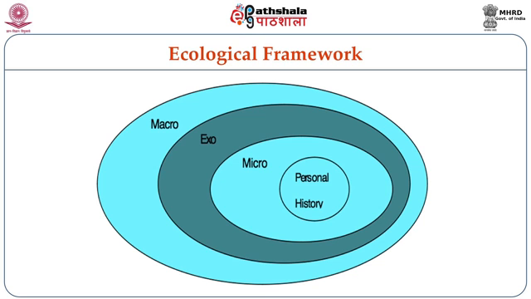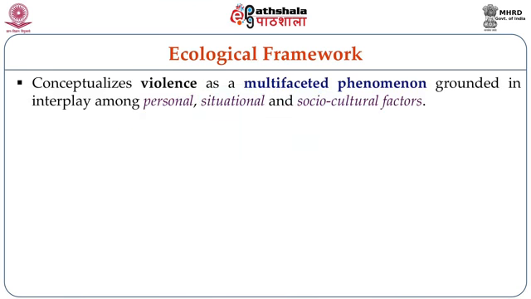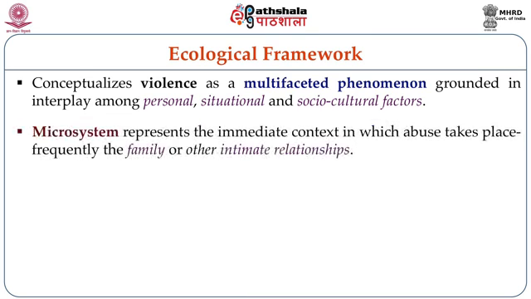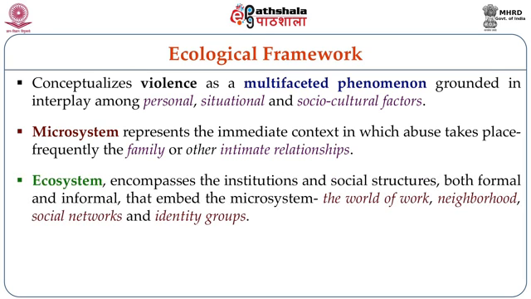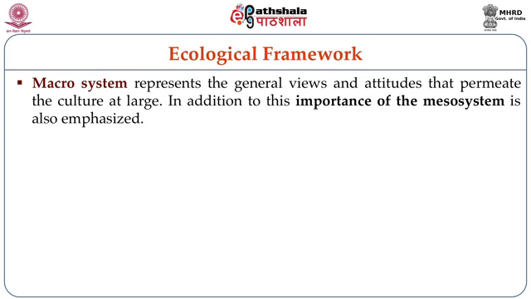So when we look at the ecological framework, it is looking at different aspects, how they combine to create violence. So the person, the micro factors, the ecological factors and the macro all combine to create violence. This conceptualizes violence as a multifaceted phenomenon which is affected by personal, situational, socio-cultural factors. The microsystem is the parents, the family, other intimate relationships. The exosystem consists of social structures, formal and informal: the world of work, neighborhood, social networks, identity groups. The macro represents the larger culture.